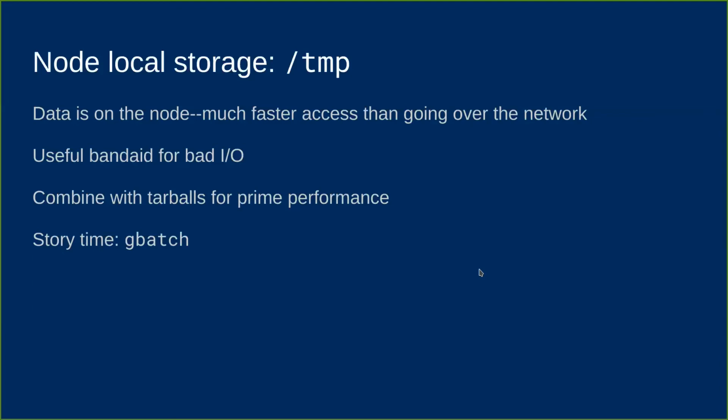But say you're using somebody else's program and they require you to have these in individual files. The best way to do that is going to be tarring up all of those images into one tarball, moving that over to your node, whatever compute node you happen to be on, doing all of your number crunching on those images in /temp, and then putting your results back either to compute or your home directory.